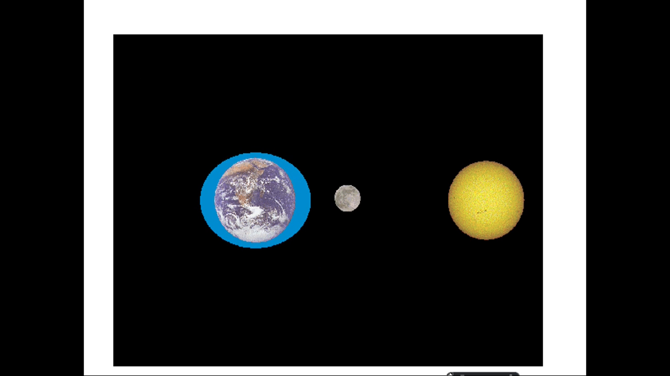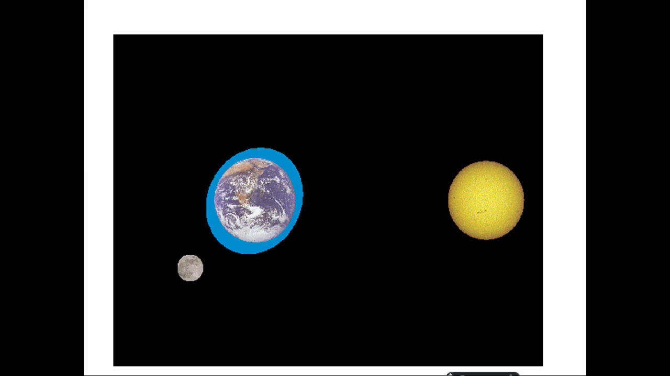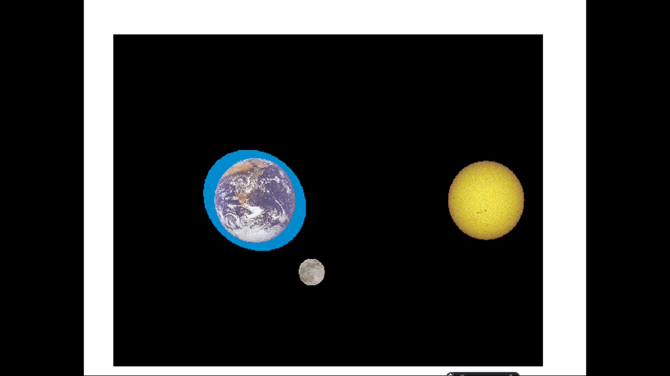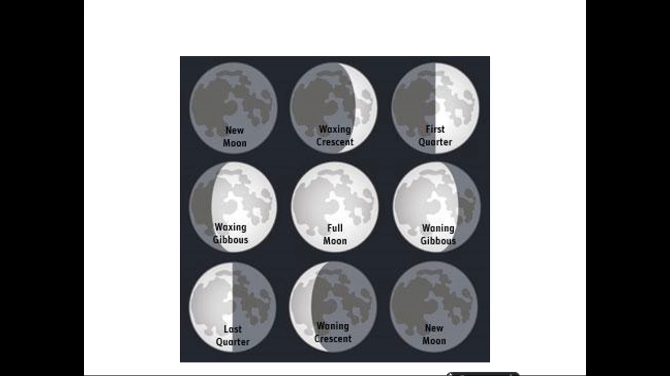So again the cycle will complete and the next cycle will start. Again there will be a neap tide, again there will be a spring tide. And now the cycle is about to end. It is also known as waxing crescent. From the first quarter, gibbous, then again full moon, then waning, and again waning crescent.